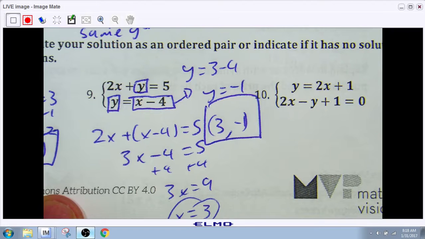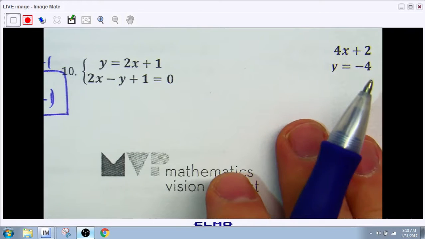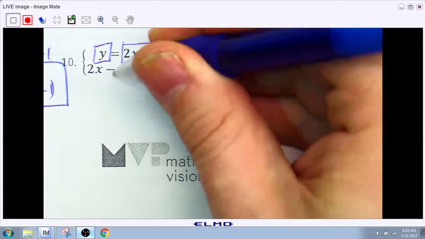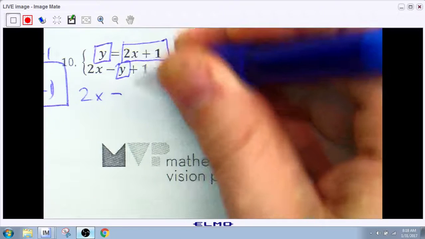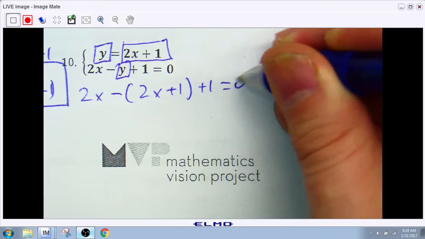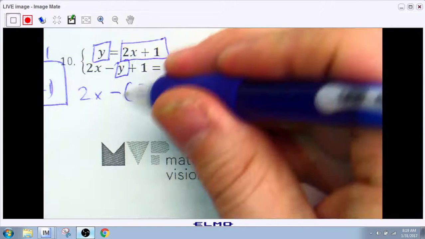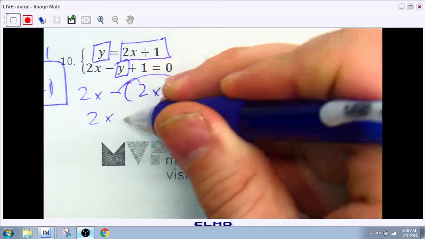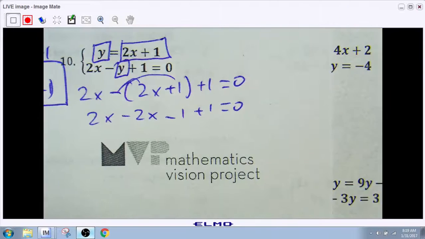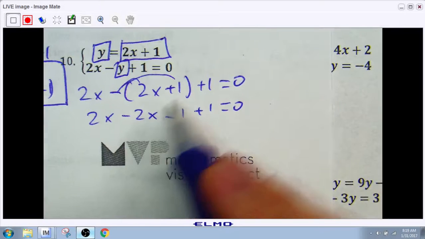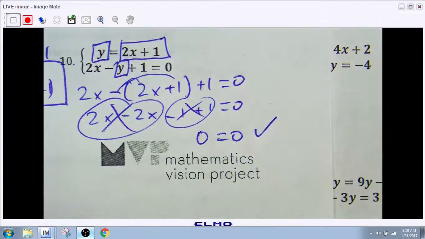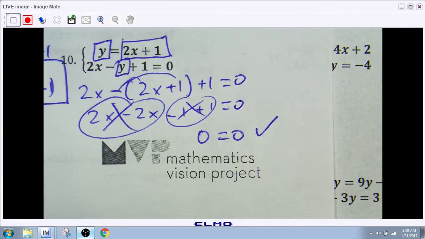Pretty cool. And I can do the same thing with number 10 here. Number 10 lends itself to substitution as well because we have y isolated on this side. So this becomes 2x minus (2x plus 1) plus 1 equals 0. Now I can solve. The negative sign out here distributes in, so it becomes 2x minus 2x minus 1 plus 1 equals 0. Let's look at what happens here. 2x minus 2x, that cancels. Negative 1 plus 1, that cancels. So I get 0 equals 0, which is true.